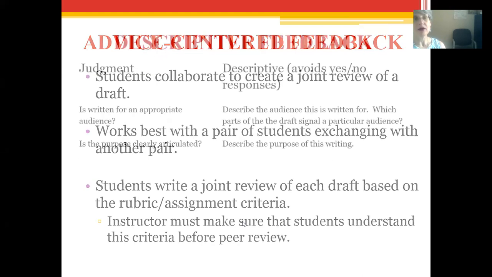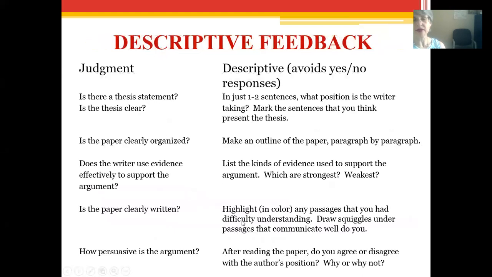Instead of asking if the paper is clearly written, ask them to highlight in color or draw squiggles or somehow mark up the paper places where they had difficulty understanding what the writer was trying to communicate. So making them work, not letting them just go through and write yes, no in 5 minutes and then spend the rest of the time texting.